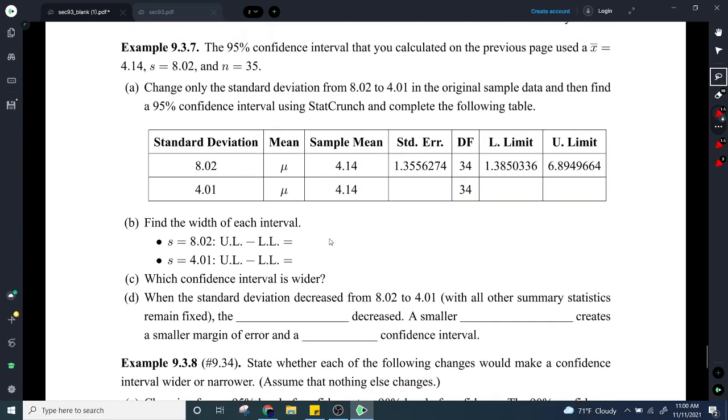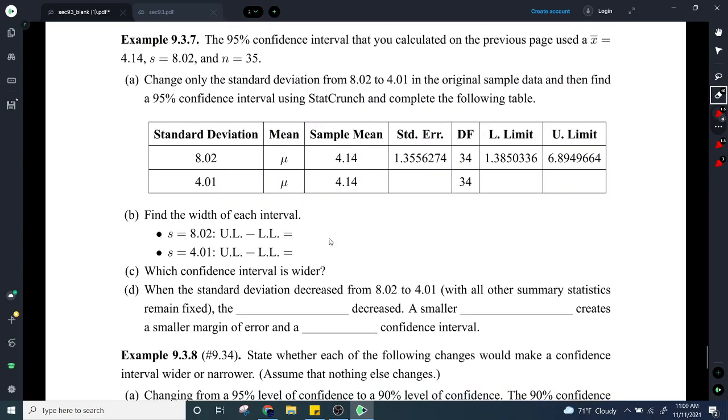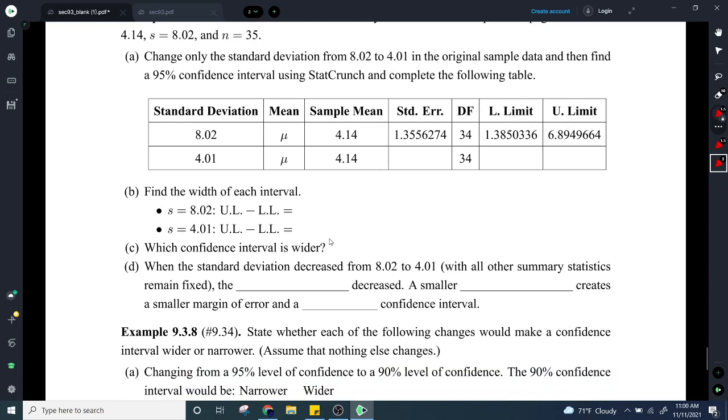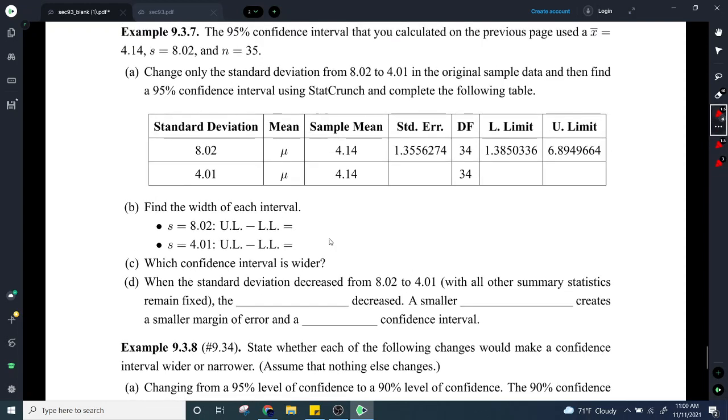All right, let's take a look at this example. So we've got a couple more changes. You know what, I may skip some of this because I think you probably get the idea, and I know the video is getting kind of long here. So we'll look at some of these in class, but it's the same idea here. They're talking about the same data, but if we change the standard deviation. So what they're looking at in this example is reducing the standard deviation.